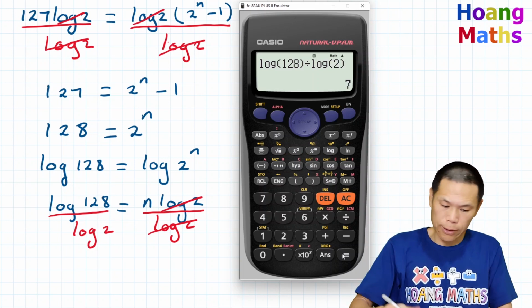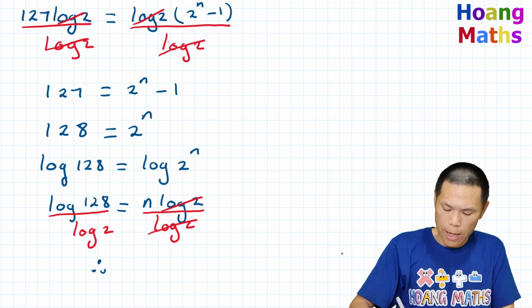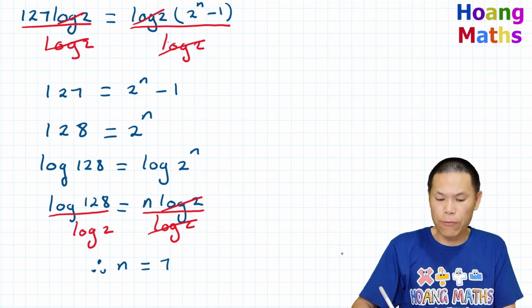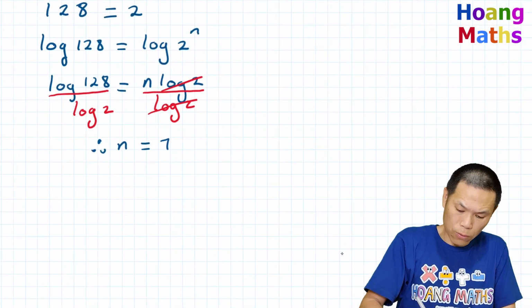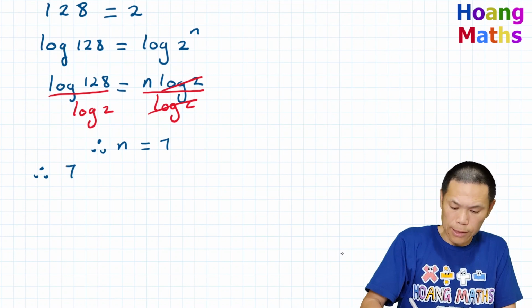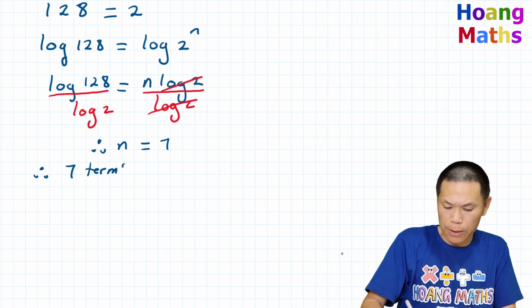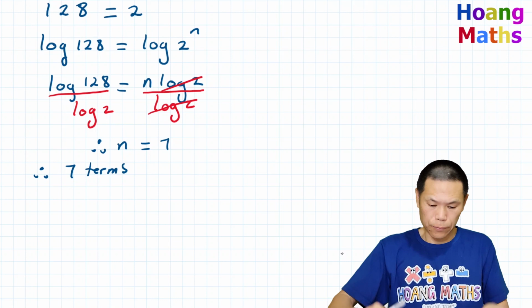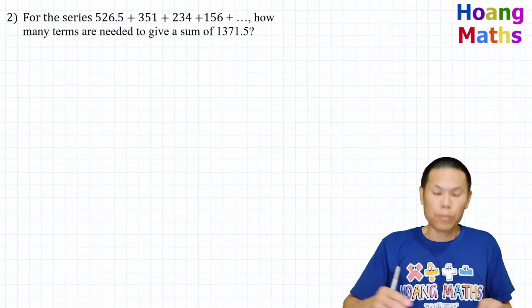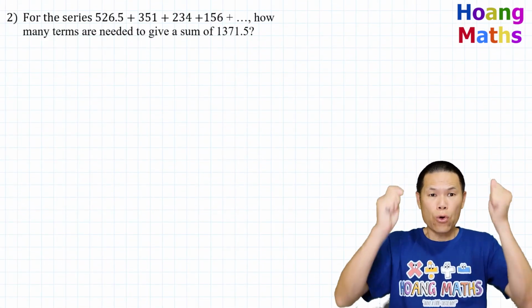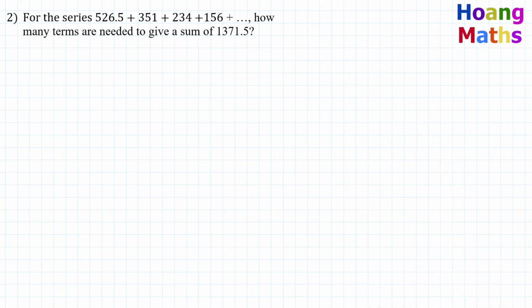So there you go, 7. So therefore n is 7. So therefore, 7 terms. So there you go. Please pause the video and try this one yourself.